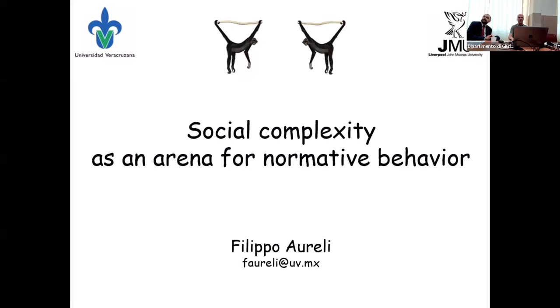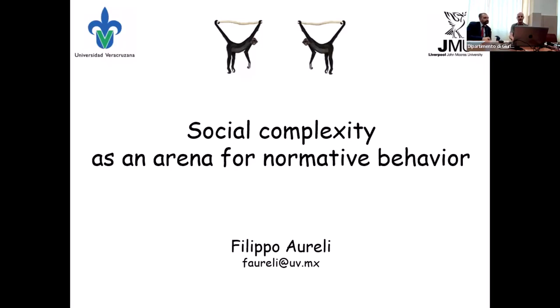The first thing I'm going to do is talk basically on social complexity. I'm going to suggest areas where normative behavior could probably be taking place. Basically, I create a situation in which you, as experts of normative behavior, could find other examples of the use of rules or norms in animal society. But I'm going to focus on social complexity overall.